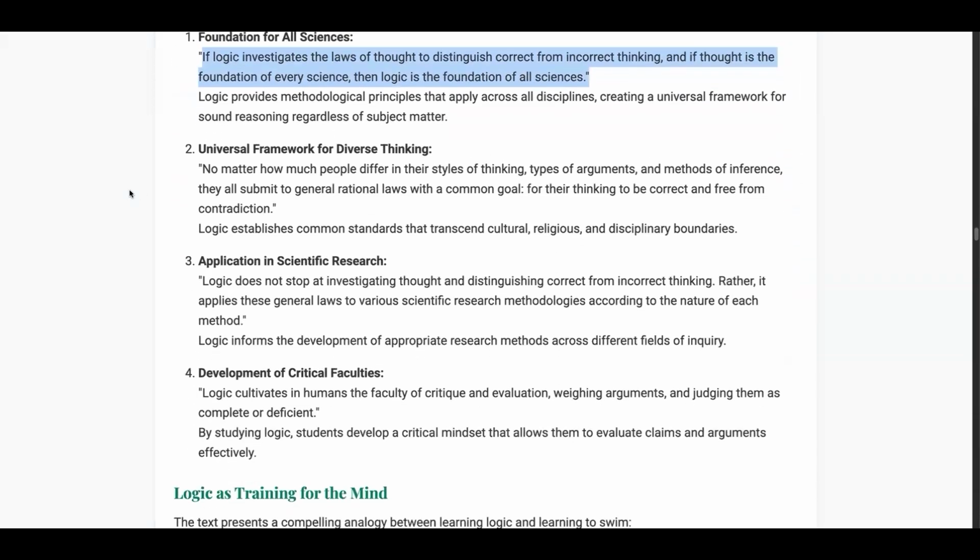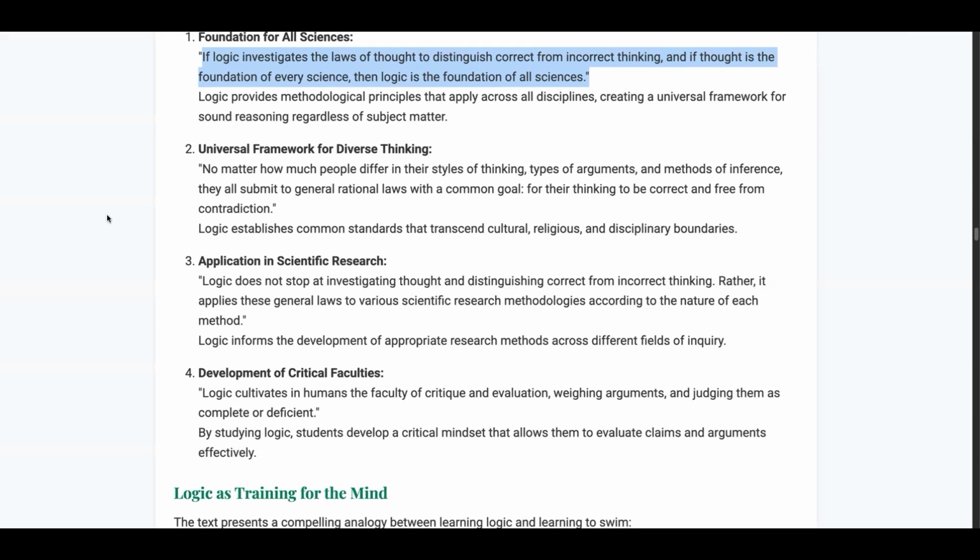It also provides a universal framework for diverse thinking. So logic is to thought as grammar is to speech and language. No matter how much people differ in their styles of thinking or styles of speech or types of arguments and methods of inference, they tend to submit to general rational laws with a common goal for their thinking to be correct and free from contradiction. So logic establishes common standards that transcend cultural, religious, and disciplinary boundaries. We say, for example, two opposites cannot function together without there being some type of instability. That's something most people can agree on.